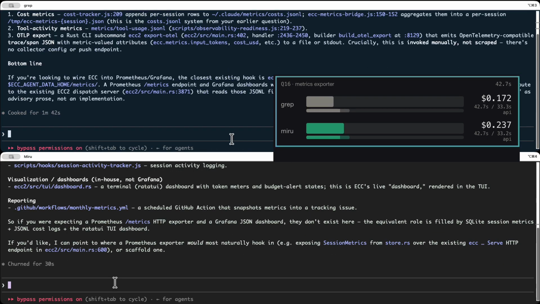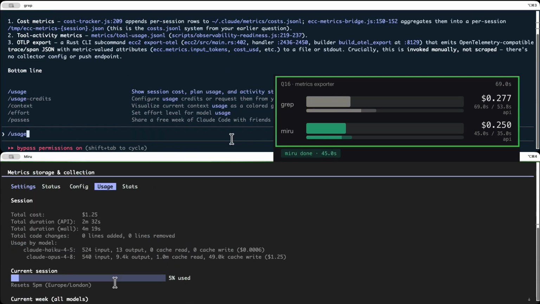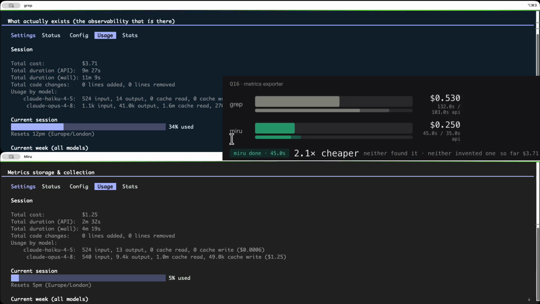Both of them said so, neither of them invented one. 53 cents against 25. That's the failure I actually worry about. A search tool that guesses a file name when it can't find one is worse than no search tool, because you don't find out until 3 commits later. So this one's a draw. Both of these did the right thing.